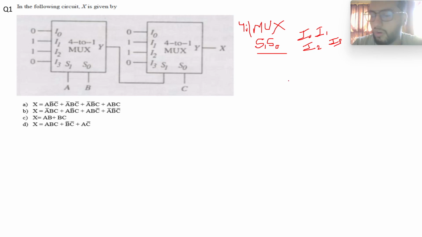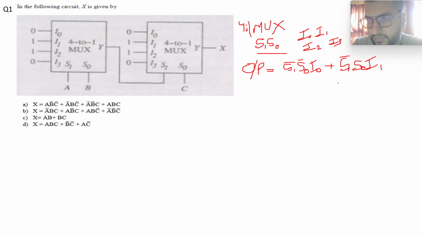So the general output of a 4:1 mux is given by S1 complement S0 complement, I'll call this complement as bar, so S1 bar S0 bar I0. That means when S1 S0 is 0 0, I0 will be selected. Then S1 bar S0 means when select line is 1, I1 will be selected. When select line is 2, I2 will be selected. And when select line is 3, I3 will be selected. So this is your general expression for your 4:1 mux.